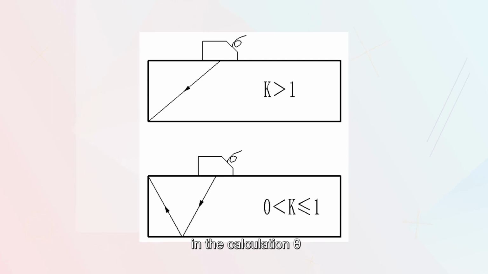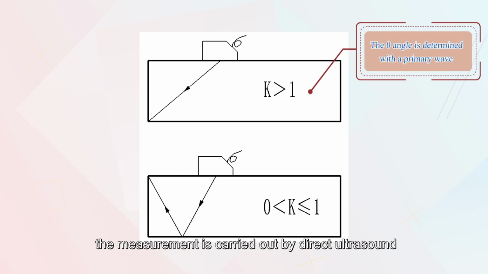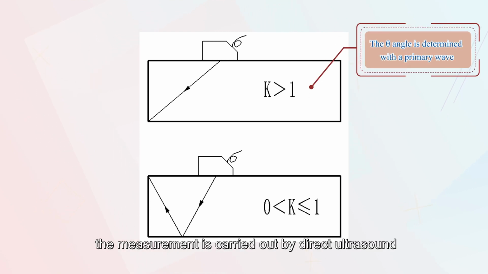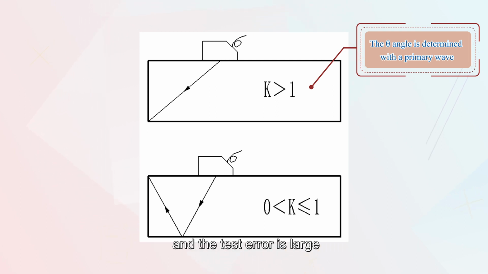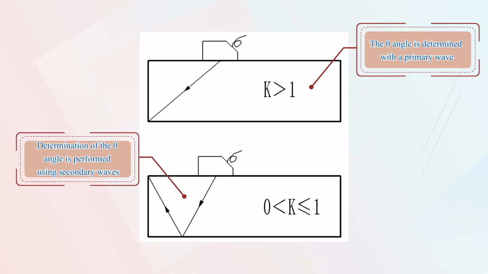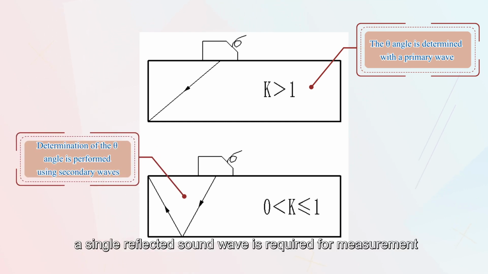Note, as shown in the figure, in calculating zeta, when the K value is greater than 1, the measurement is carried out by direct ultrasound. When the K value is less than or equal to 1, due to the short sound path of the direct sound wave, measurements are often carried out in the near-field region and the test error is large. Therefore, a single reflected sound wave is required for measurement.